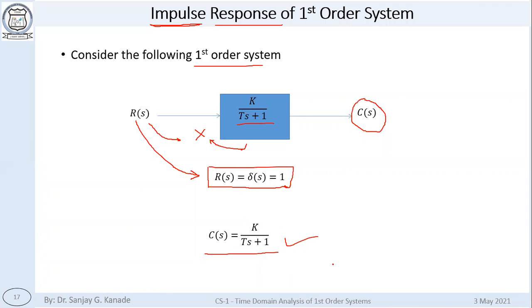So another definition of transfer function you can also remember is, can you guess? It is the Laplace transform of the impulse response of the system, of course, with zero initial conditions. This is nothing but the impulse response, C of S. These are equal. So the transfer function is equal to the Laplace transform of the impulse response of the system.